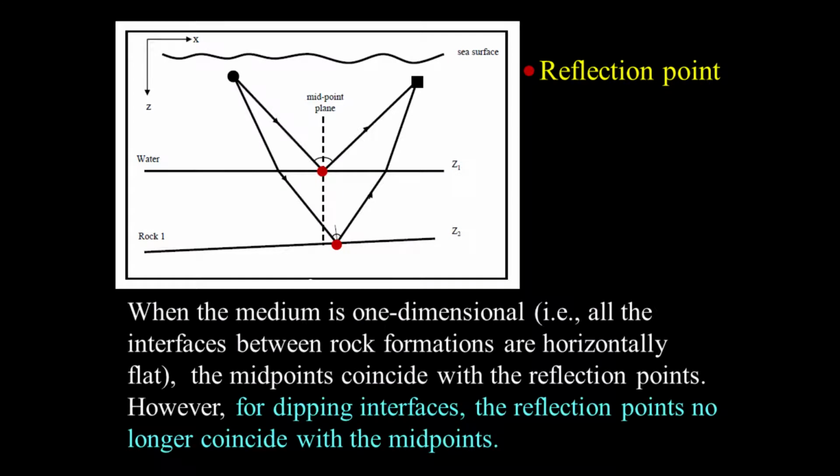Notice that when the medium is one-dimensional, that is, all the interfaces between rock formations are horizontally flat, the midpoints coincide with the reflection points. However, we can see here that for dipping interfaces, the reflection points no longer coincide with the midpoints.